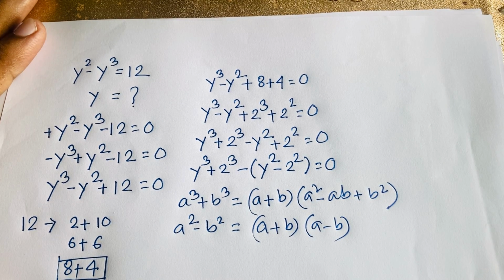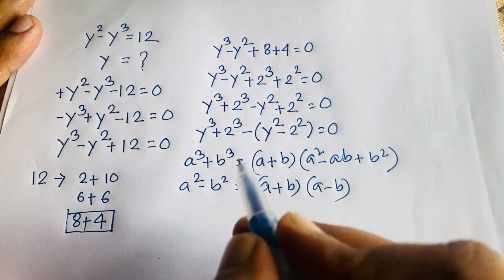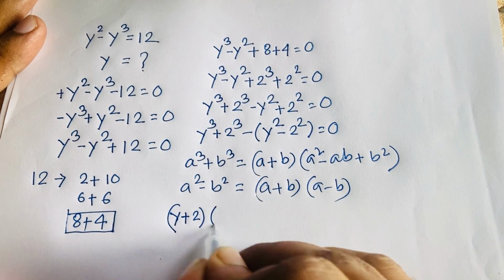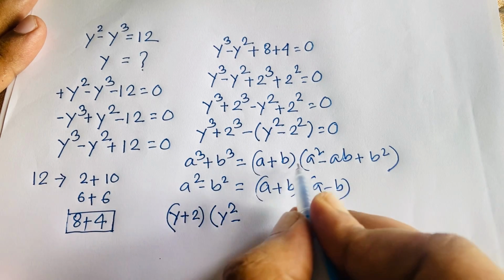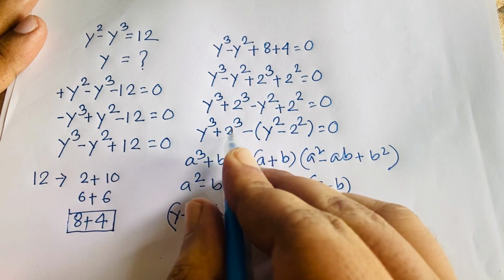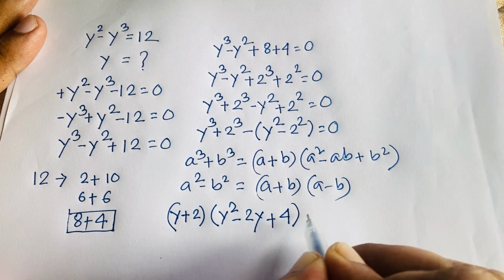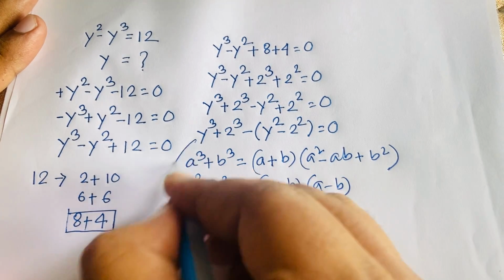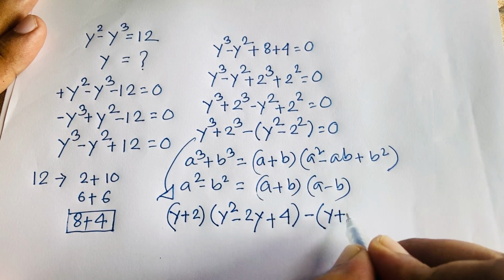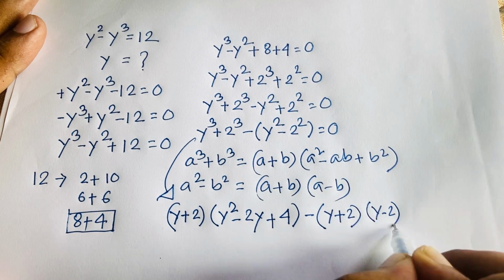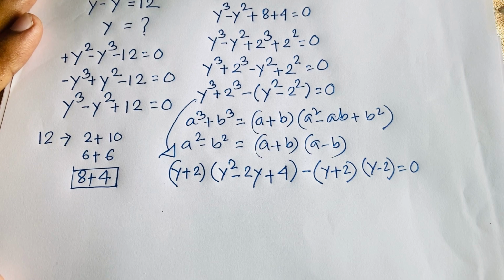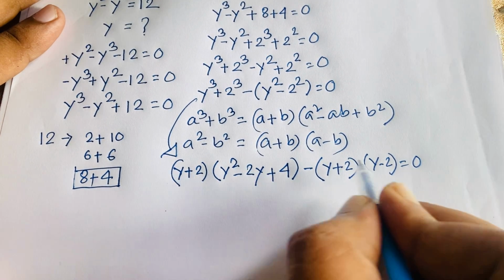According to these rules, y cube plus 2 cube is y plus 2 times y square minus 2y plus 4, where 2 times y is 2y and b square, with b being 2, is 4. Minus, and y square minus 2 square is y plus 2 times y minus 2, is equal to 0. Now here y plus 2 is common.